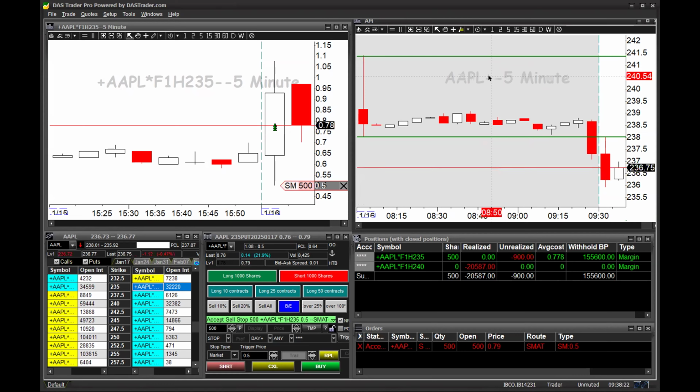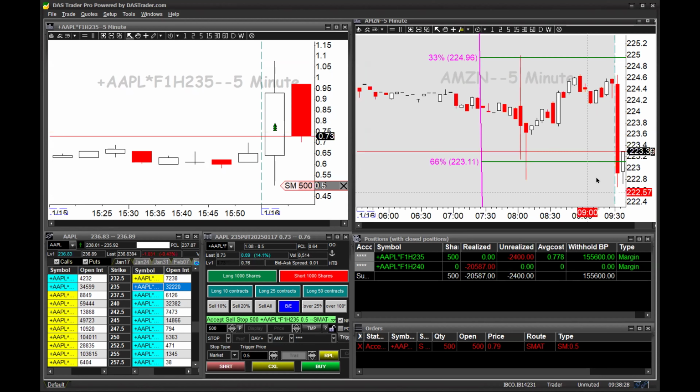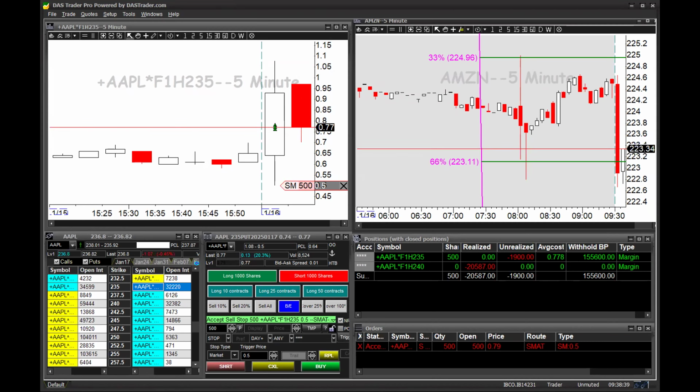Again, we're starting to see a double bottom here on Amazon. See the bottom there? And the second one is lower though, so it's invalid. Very interesting, right? Microsoft's a mess. Please be careful with it.